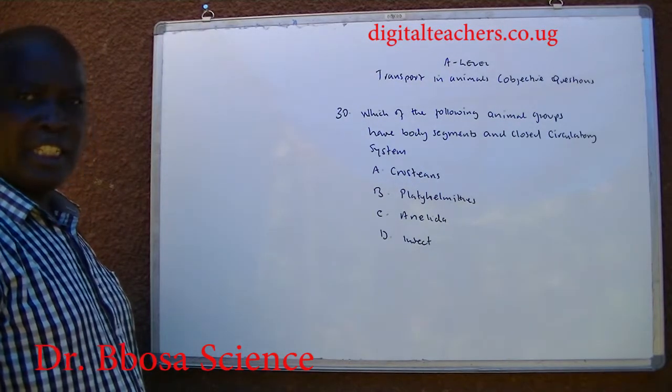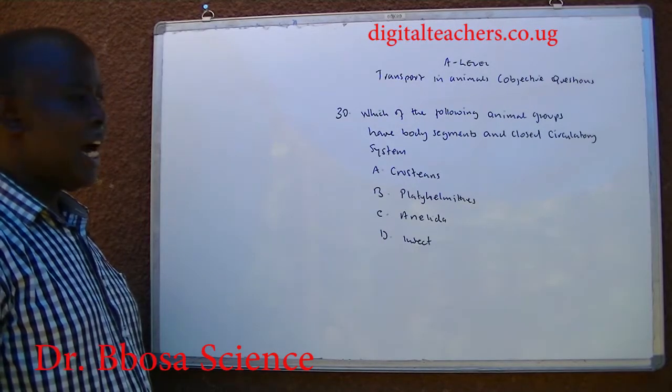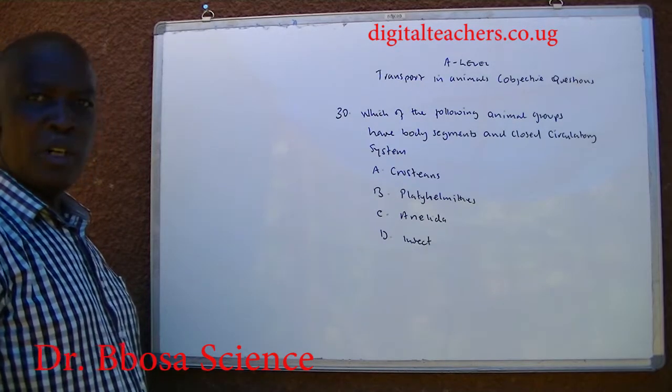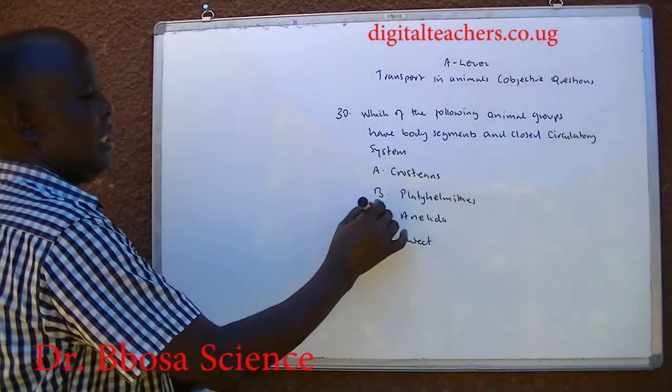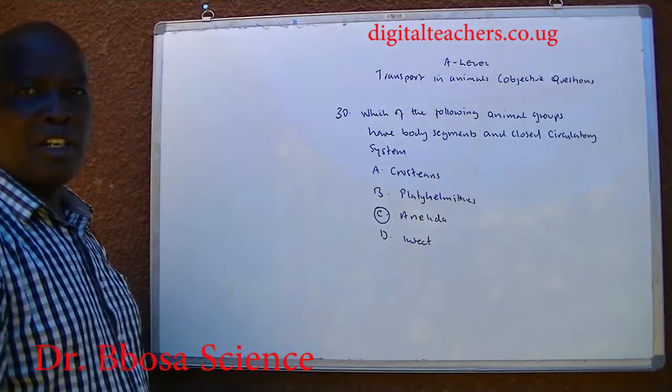Number 30. Which of the following animal groups have body segments and closed circulatory system? A. Crustacean. B. Platyhelminths. C. Annelida. D. Insects. You can pause and answer. The answer is C. Annelida. Insects have got open circulatory system.